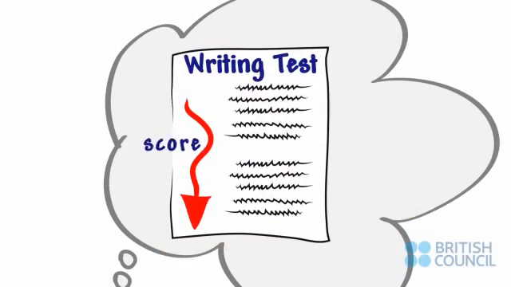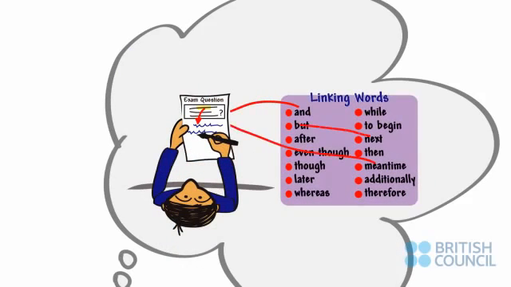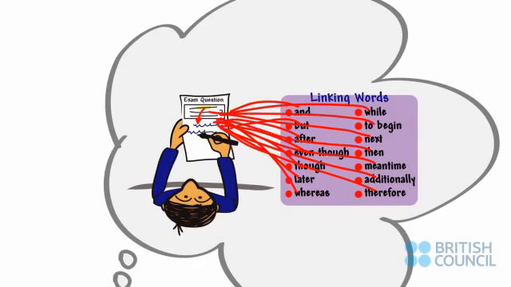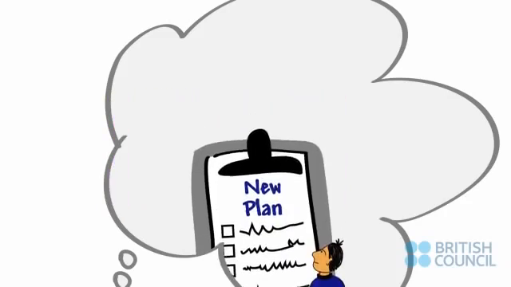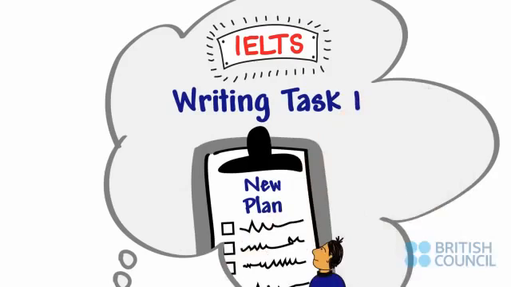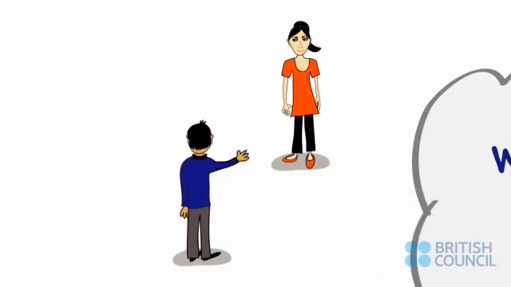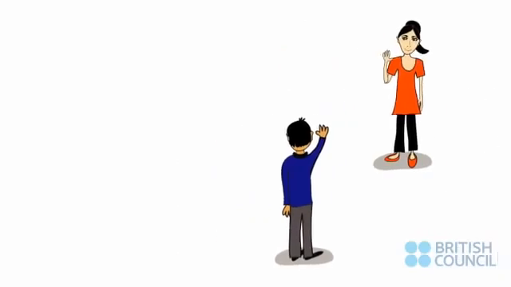This resulted in lower marks. In addition, he has used too many linking words or phrases just because he knows them. He realizes he needs a new plan for success in IELTS Writing Task 1. Yo Ching looks in on his friend Kai Sheng to find out how she has been successful.